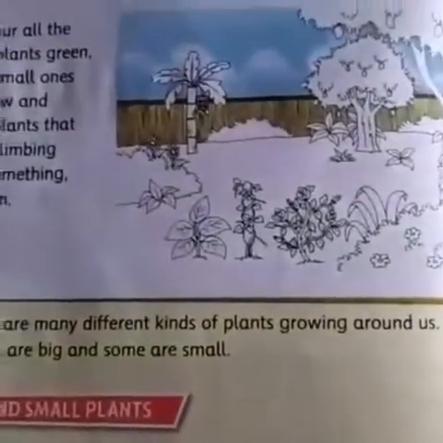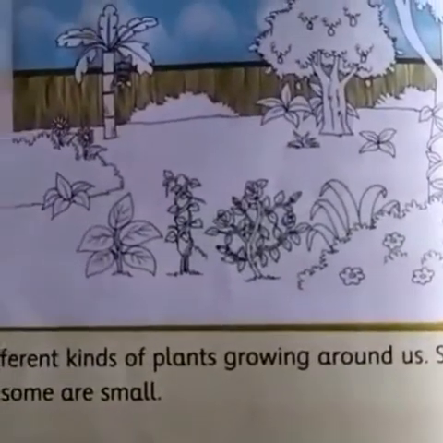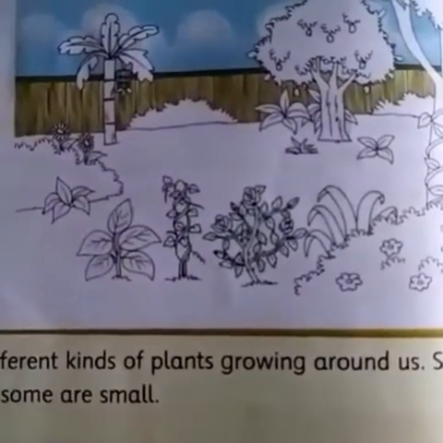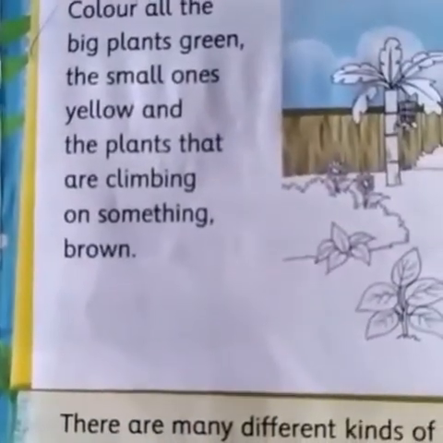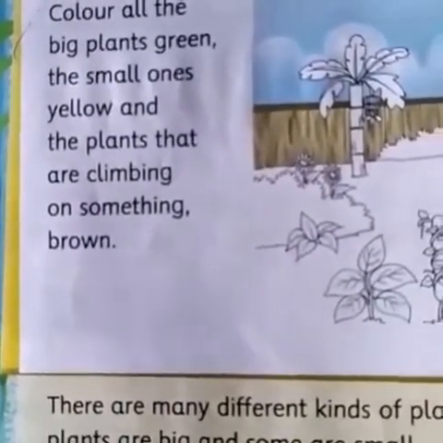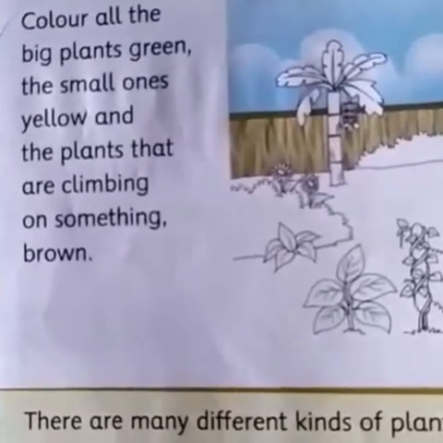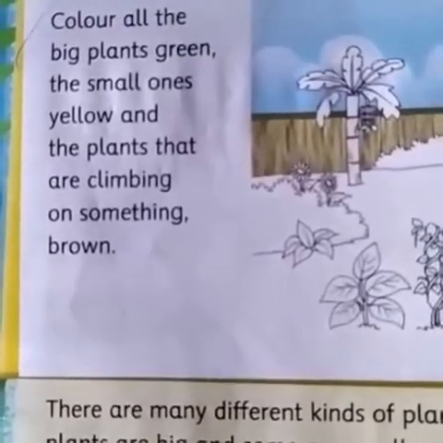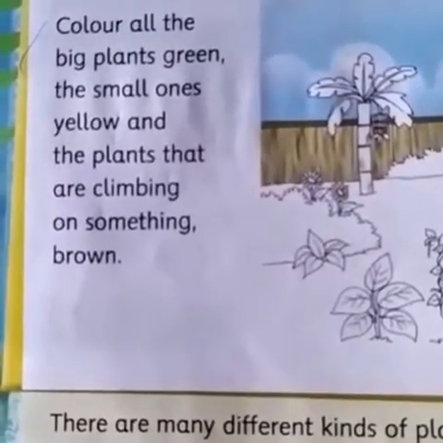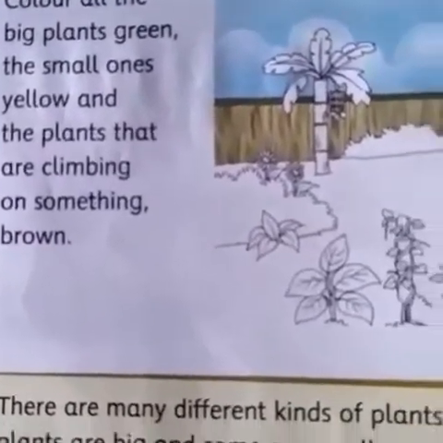First of all, we'll do an activity. Activity is to color these plants. How you have to color it? You have to color it accordingly. Big plants green, small ones yellow, and the plants that are climbing on something brown.